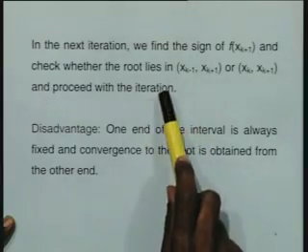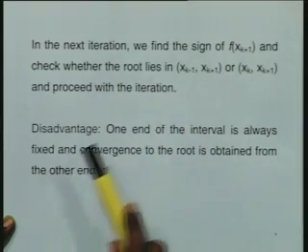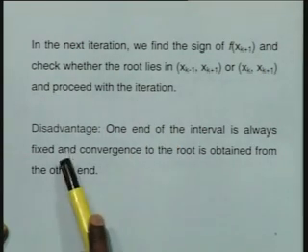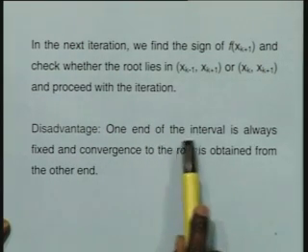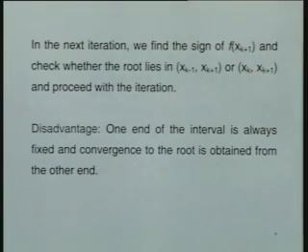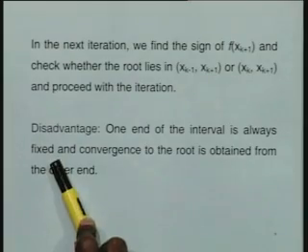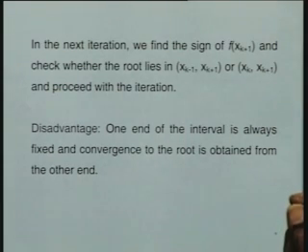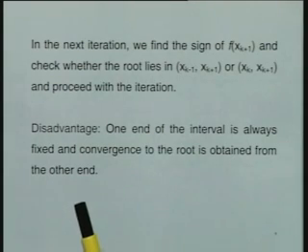Then I will proceed with the secant method further, and every time before I go to the next iteration, I will test whether the root is in the given interval or not. So, the only disadvantage here, where we are making sure that we will always converge, is that one end of the interval is always fixed. That means, if we start with initial approximations x naught and x 1, one of the end points of this interval is always fixed and convergence to the root is obtained from the other end. So, if you start with x naught and x 1, either x naught will be fixed and x 1 will move towards the root, or x 1 will be fixed and the other will move towards the root.